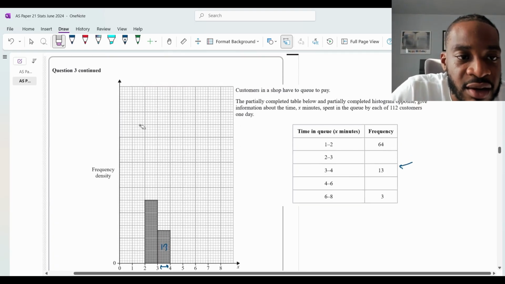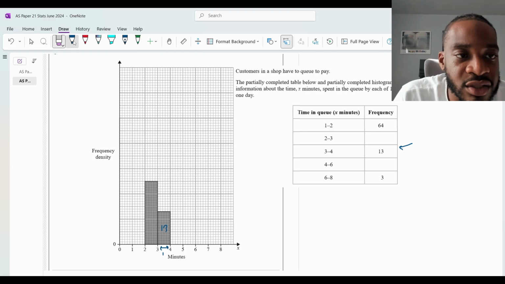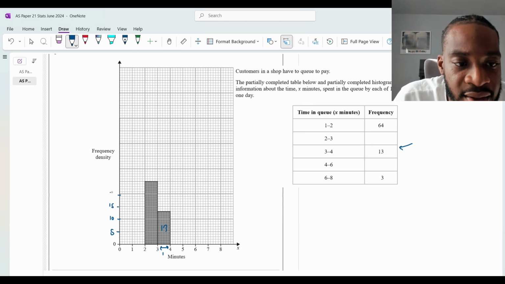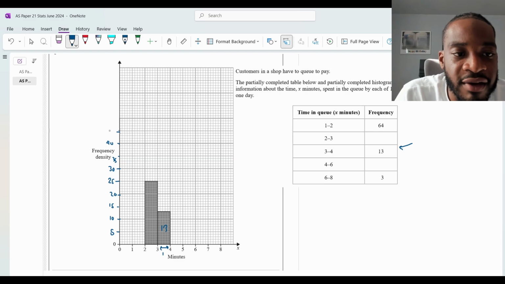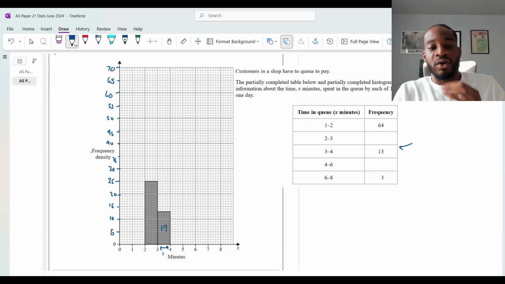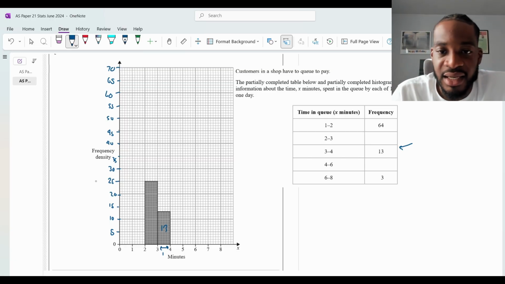So let's label these up in 5s for now. So let's do that. This is going to be 5. That's going to be 10, 15, 20, 25, 30, 35. That's going to be 40. Nearly done. 45, 50, 55, 60, 65, and 70. Perfect. Okay, so now we can get going.